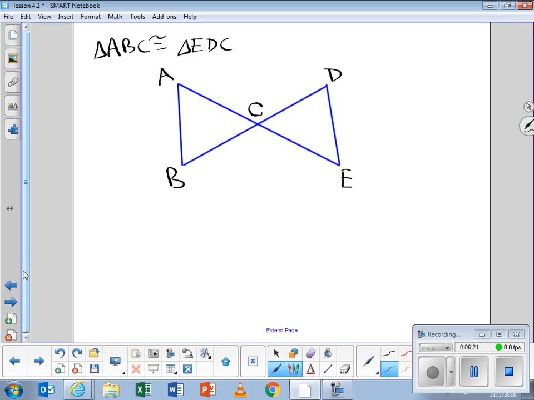Okay? Now the reason I want to point this out to you is because I want you to know how to label your picture. So I'm going to put this mark here, and this mark here. Okay? In your group, talk about where the 1 arc, 2 arc, and 3 arcs go in the other triangle based on the name. Okay?